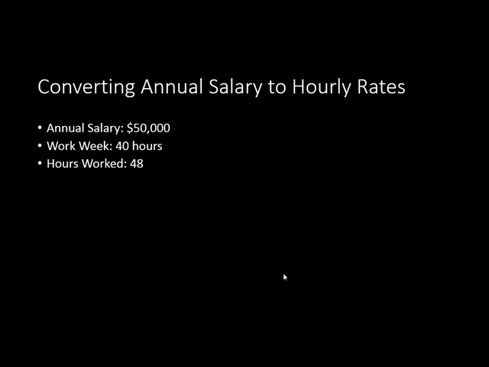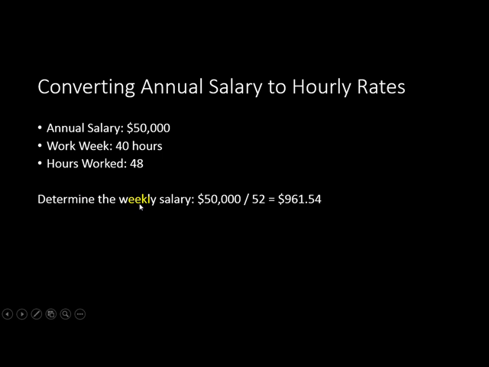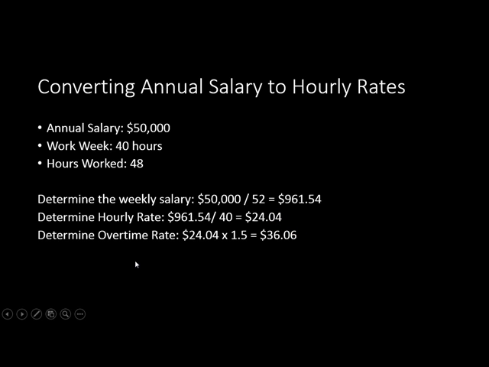Converting annual salary to hourly rates, we will need to determine what the weekly salary is, so we will divide by 52 to determine that. $19,961.54 is the weekly salary. Determine the hourly rate, divided by 40 gives us $24.04 per hour. Determine the overtime rate by multiplying by 1.5. That gives us $36.06 for overtime.